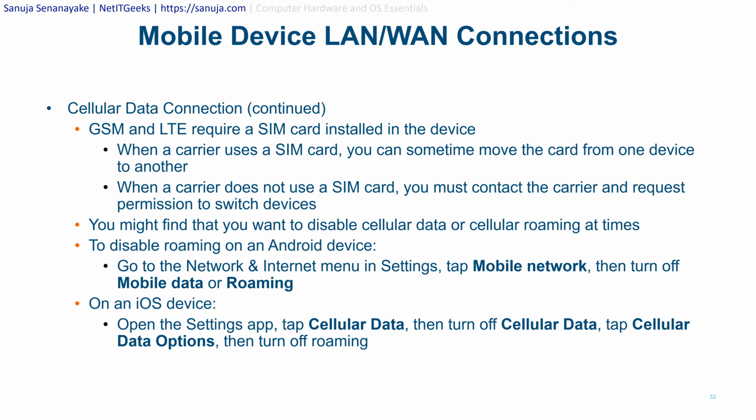You might find that you want to disable cellular data or cellular roaming sometimes. To disable roaming on an Android device, you go to the settings menu, go to the network and internet menu, tap mobile network, then turn off mobile data or roaming. On an iOS device, you open the settings menu again, tap cellular data, and turn off cellular data by tapping the cellular data options, and then turn off the roaming from there.